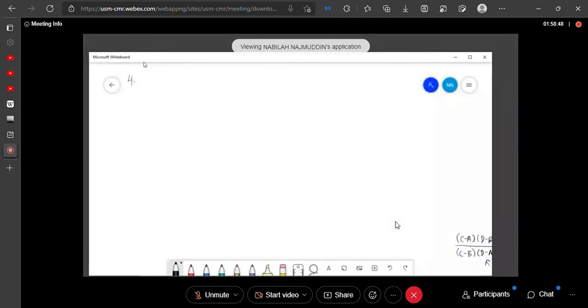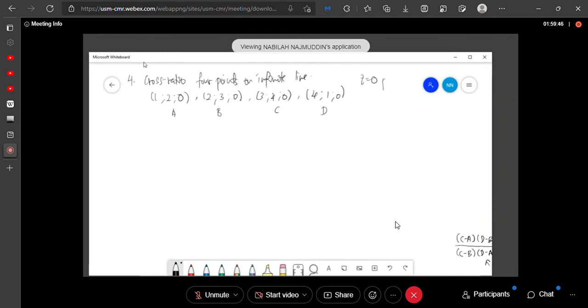Number 4, calculate the cross ratio. So we want to find the cross ratio of 4 points on the infinite line. What are the 4 points? We have 1, 2, 0. And then we have 2, 3, 0. Okay, this is A, this is B. Then we have 3, 4, 0. And then 4, 1, 0. And if you see this, these are all 4 points on the infinite line, where this line is actually on the z equals 0 plane. Okay, see?